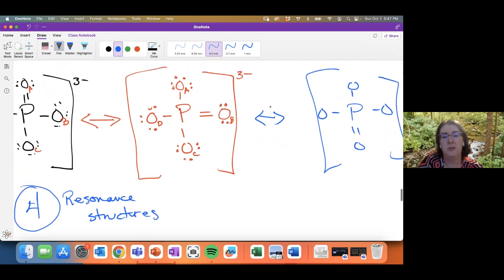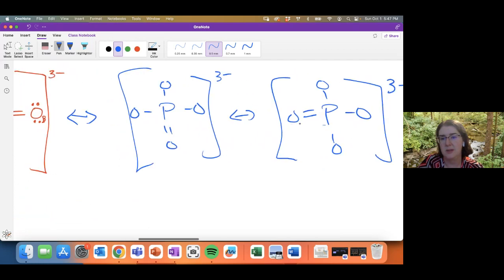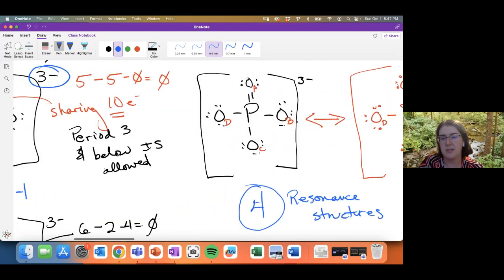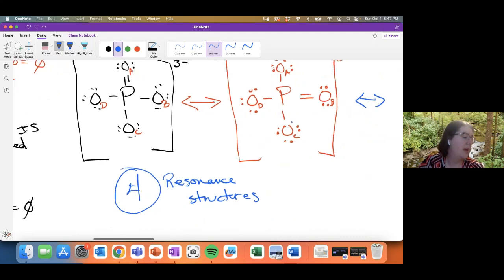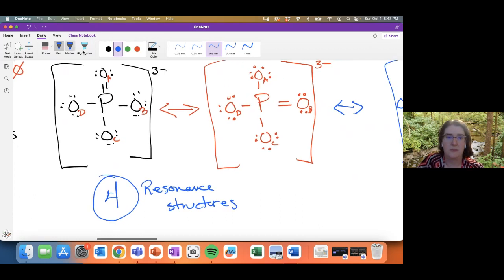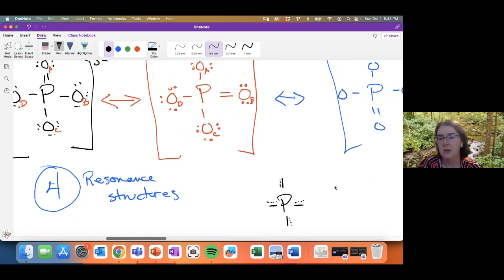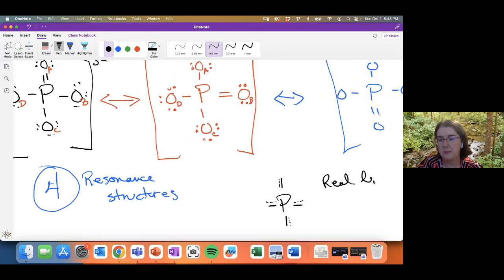We do draw them with the arrow in between. This is a double-headed arrow. That's the resonance arrow. And the thing about this is that in real life, I would actually have this electron density ooched out over the entire molecule. So real life should be an average.